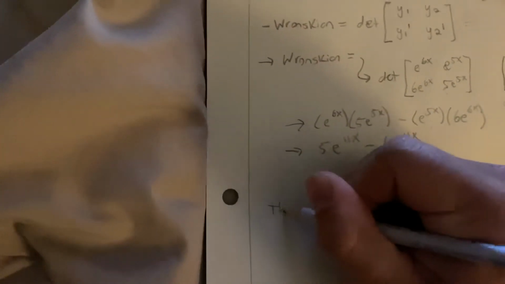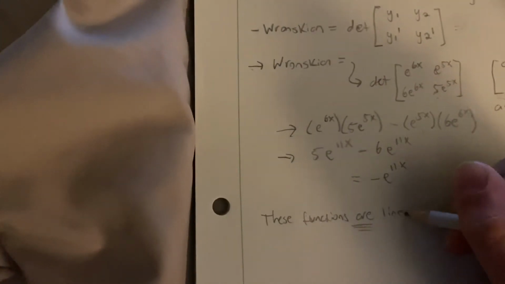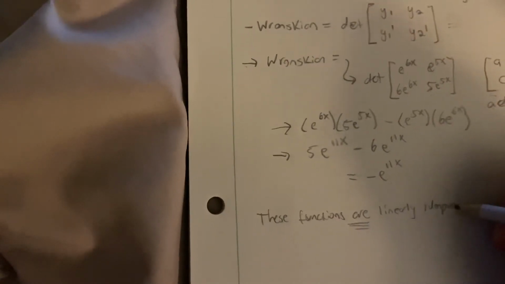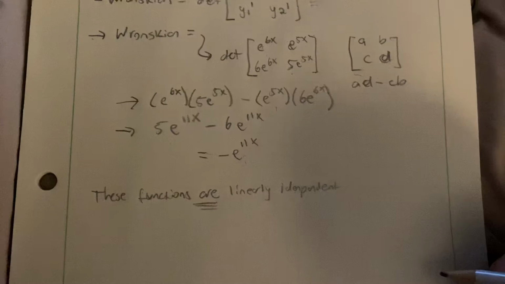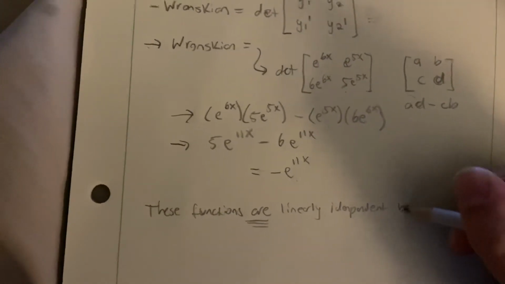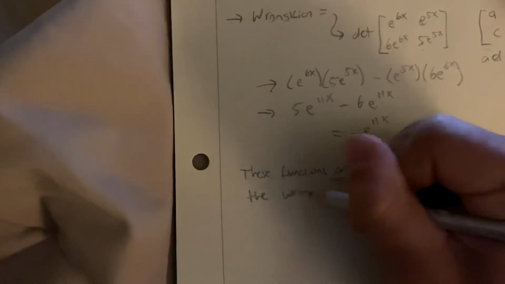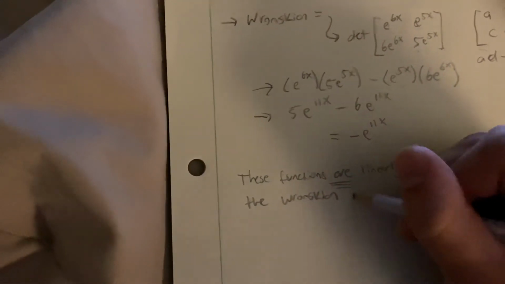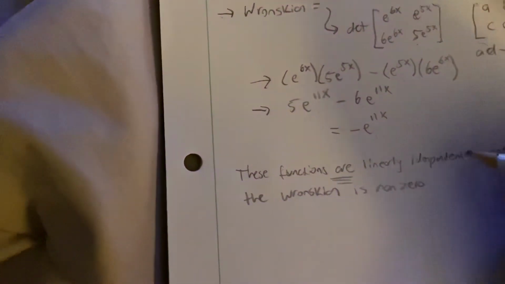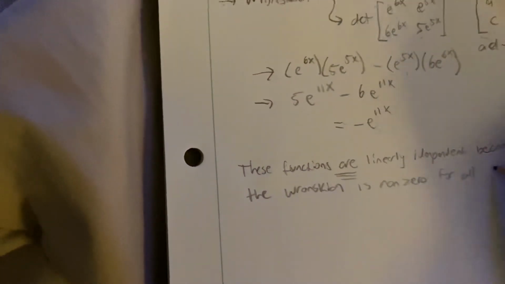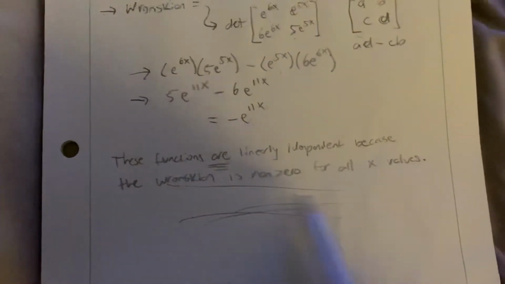So, these functions are linearly independent because the Wronskian is non-zero for all x values. And this right here is our answer.